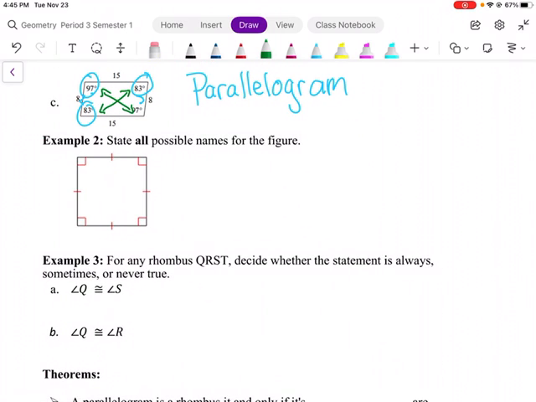The next one, we are going to state all possible names for this figure. So this one, it is a quadrilateral because it has 4 sides.